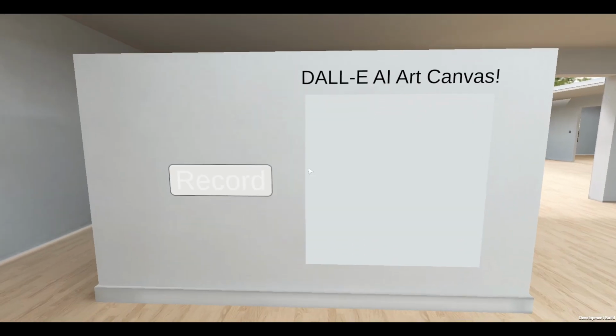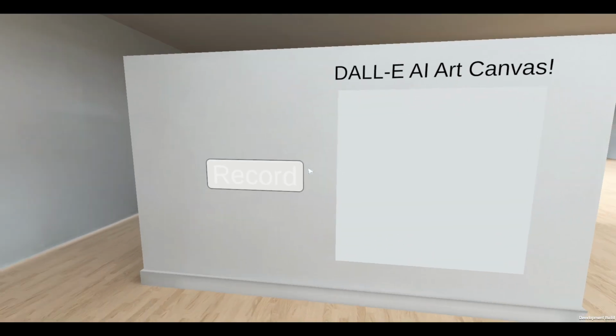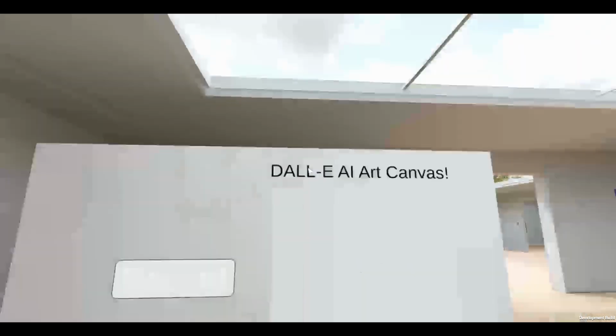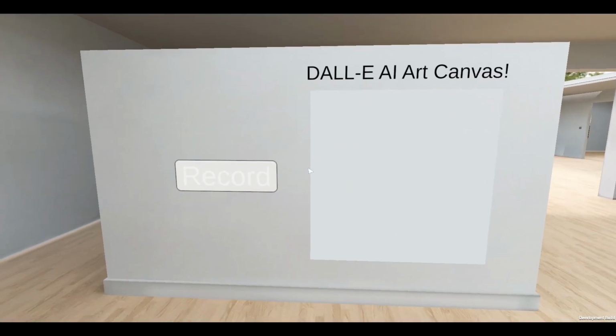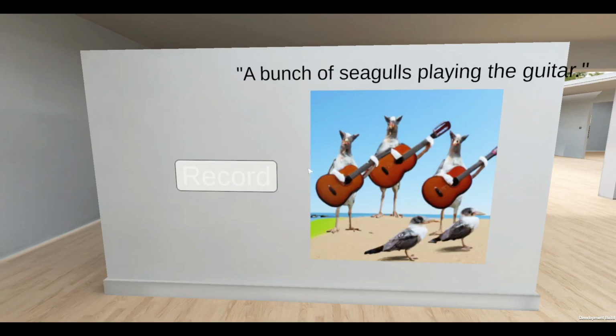The desktop version also has support for generating AI art. Speaking into the record button will save the input as a WAV file, which is then translated into a text file, which is then used to call the DALL-E API to generate this artwork. In this case, the user prompt was a bunch of seagulls playing the guitar.